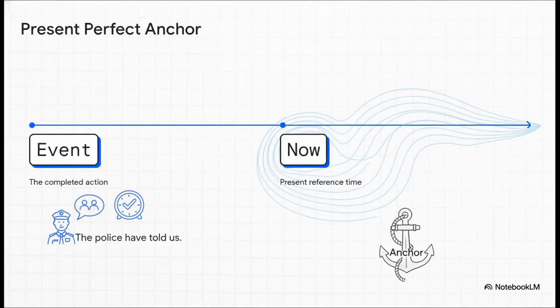To really visualize the present perfect, imagine a timeline. You've got your event, which is the completed action, and you have now, which is your present reference time. Think of now as your anchor. Because we're using the present tense verb, the action is complete before right now. For example, "na police are nisidwin." The police have told us. The telling happens, it's totally complete, and we know it right now. The sentence doesn't say if they told us yesterday or 10 years ago. It just says the telling is already a done deal right now.